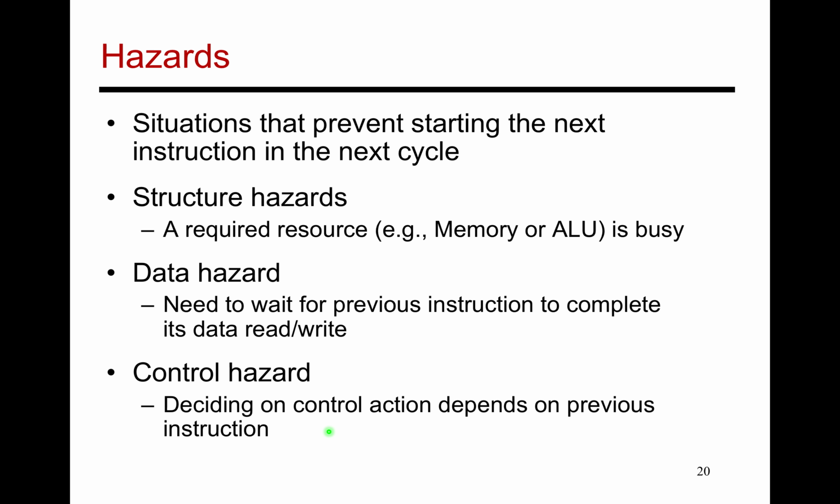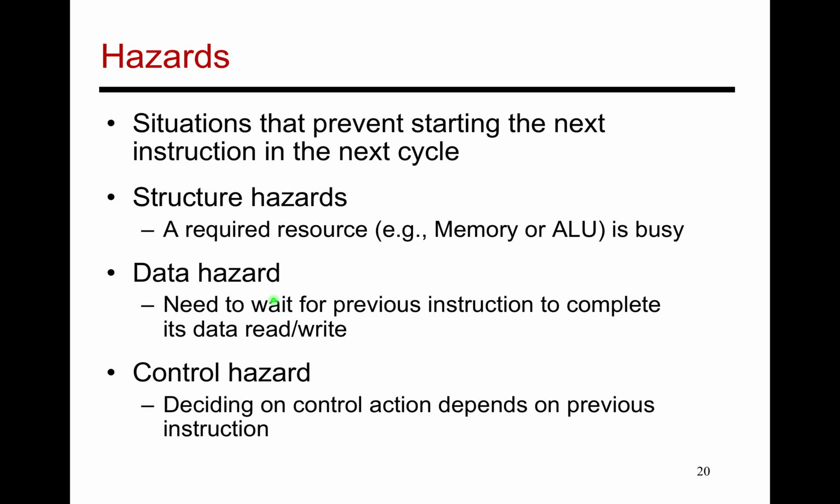A hazard is a situation that will prevent us from starting the next instruction in the next cycle. In other words, we can't just automatically go get the next instruction and put it in the pipeline for execution. There are three kinds of hazards. One is a structure hazard, which takes place when two instructions need access to the same resource, the same structure. For example, both instructions are trying to access the memory at the same time, or both are trying to access the ALU at the same time. Obviously we can't do that, and we have to delay one of the instructions.